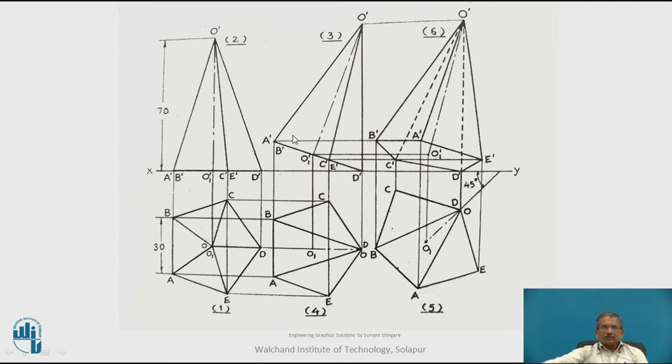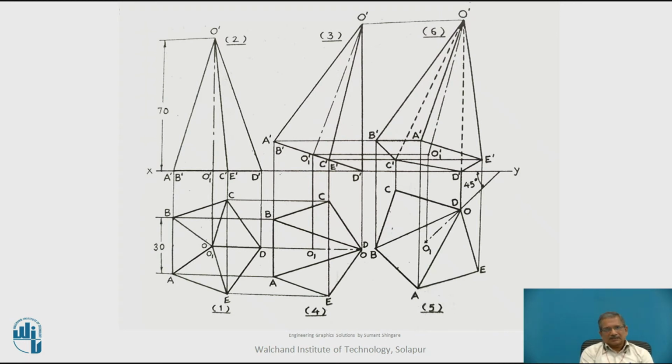Now start projecting upwards. Project horizontally O, this is O. Vertically you will get O dash. Then accordingly you will plot the points A, B, C, D, E, okay, and O dash. Now while joining these points, what care you have to take? What care? Think over it. What care we have to take?